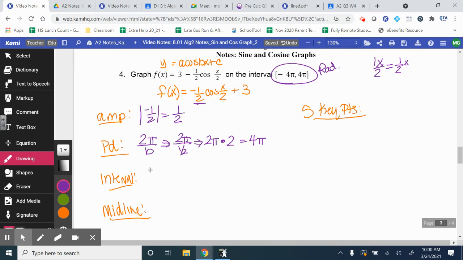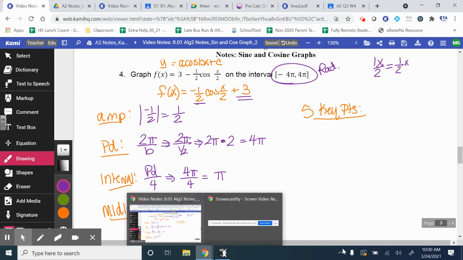So our period is 4 pi, so our interval is our period divided by 4. So that's going to be 4 pi over 4, which is pi. And our midline is y equals our c, and our c right here would be 3. That's what's being added.